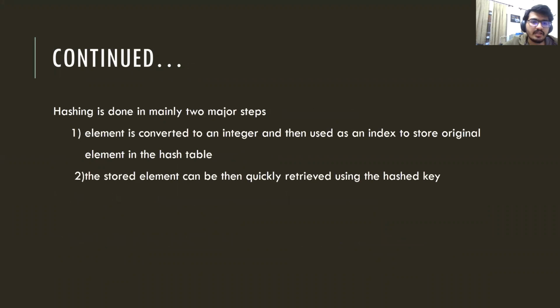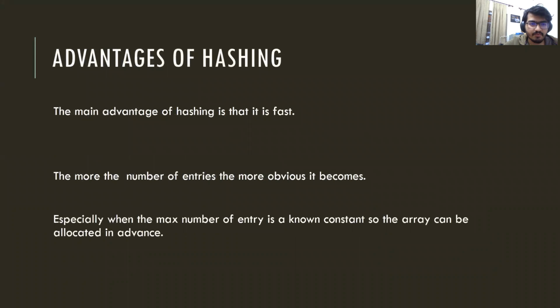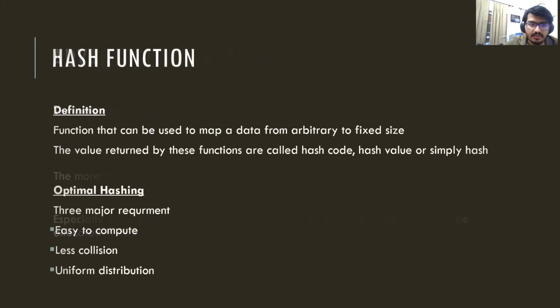Hashing is done in mainly two major steps. The element is converted to an integer, which is then used as an index to store the original element in the hash table, and the stored element can be quickly retrieved using the hashed key. Some advantages of hashing are that it is fast. The more the number of entries, the more obvious it becomes, especially when the max number of entries is not constant, so the array can be allocated in advance.